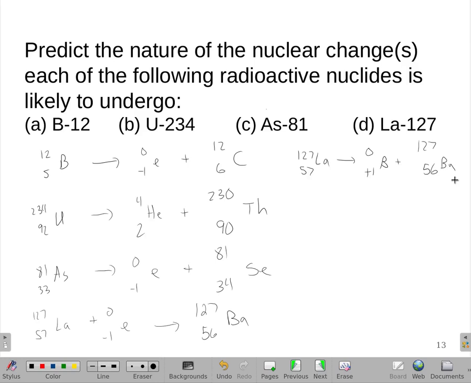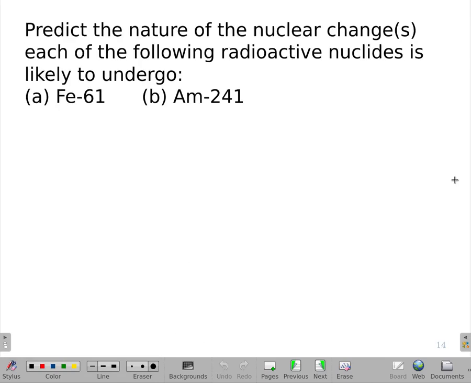Alright, two more of these. Got iron 61 and americium 241. So 61, that's got 26 for its atomic number. Is that right? Yeah. And the average iron would like to have a mass around 56. So we're going to predict this is neutron rich. So beta decay.